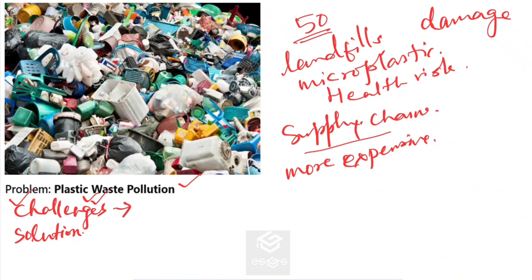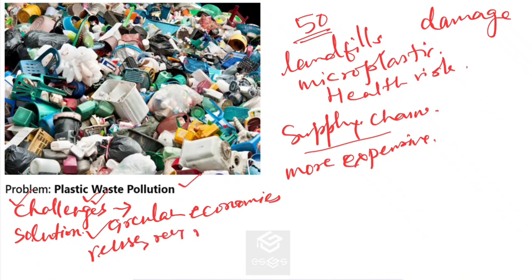Then what can be the solutions for this problem? Basically, adopting the circular economy and sustainable alternatives. So we focus on circular economy and sustainable alternative solutions. A solution to the plastic waste problem involves the adoption of a circular economy, where products are designed for, let's say, reuse, recycling and reduced environmental impact.